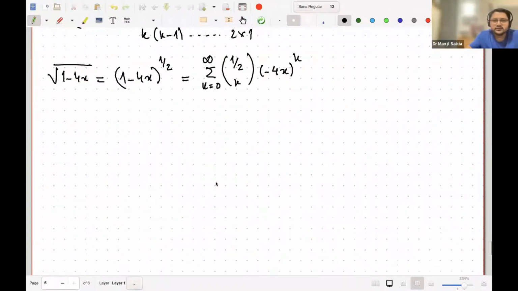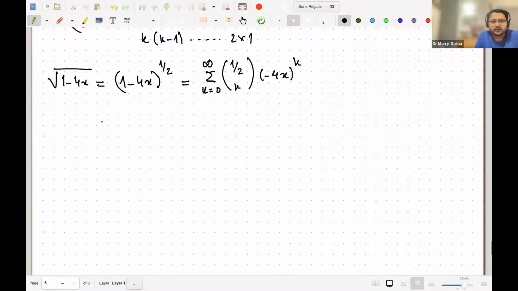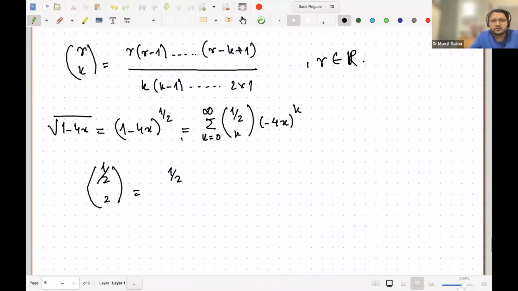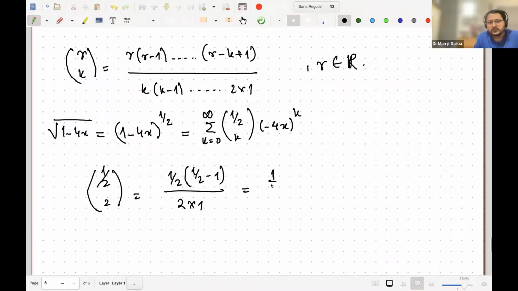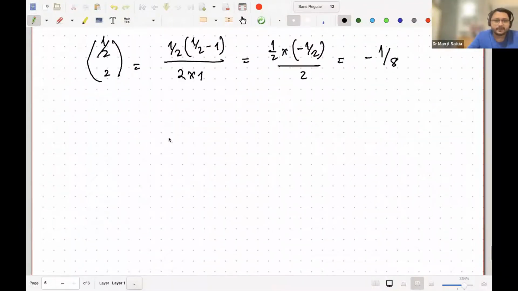So what are these coefficients now? So half choose, let's do 2, and see what this is. So you have 2 here. That means you have to stop when this quantity is minus k plus 1. So minus 2 plus 1 is just minus 1. So that means you have to go one more step, half minus 1. And then this is just 2 times 1. So if you do this, you get half times minus half divided by 2. And this is minus 1 over 8. So this is how you basically find out the expansion of this, okay?